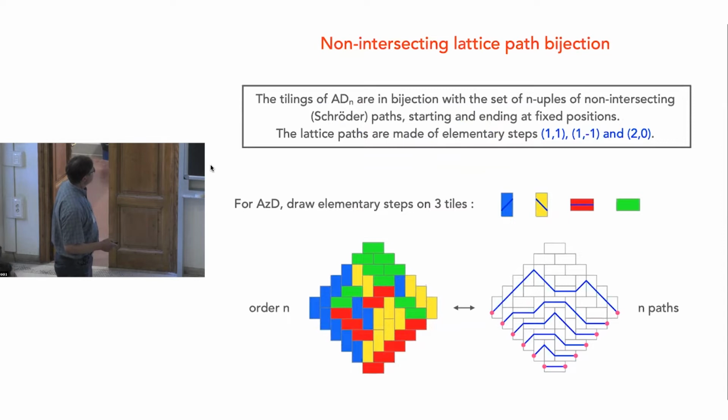Right. So in the case of Aztec diamonds, we have a bijection between the set of n-tuples of non-intersecting paths. And the paths are made of three kinds of steps, which are here: diagonal upwards, diagonal downwards, and level, starting and ending at fixed positions. Okay, that's what we have to remember for what follows.